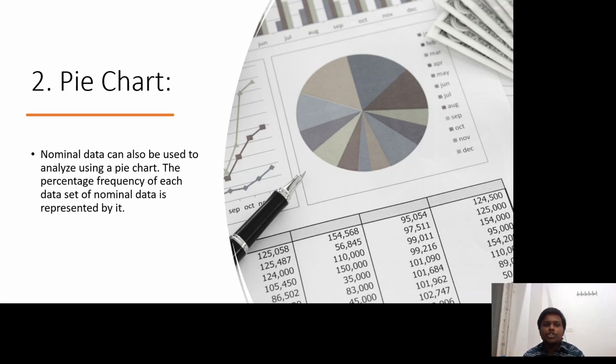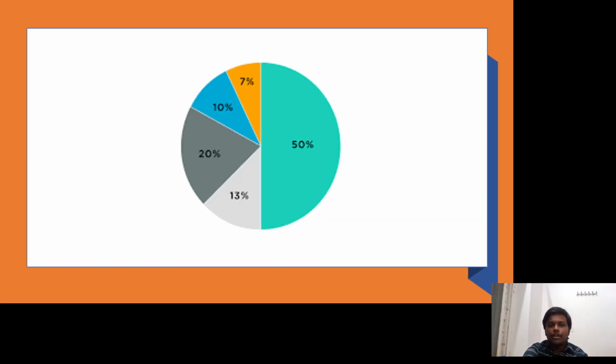And next one is pie chart. Nominal data can also be visualized in the form of a pie chart. In the pie chart we can show many examples, like this is an example, and 50% of the people have completed their color typing, and the other one is less than 7%. Like this we can visualize nominal data using charts.